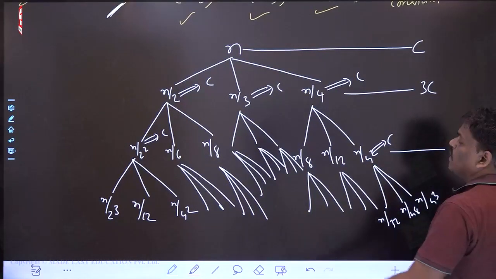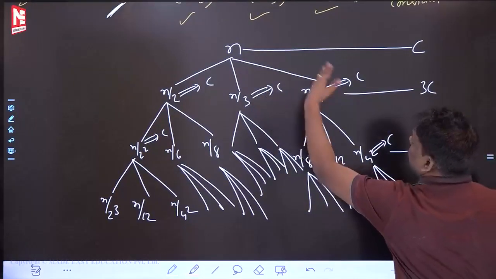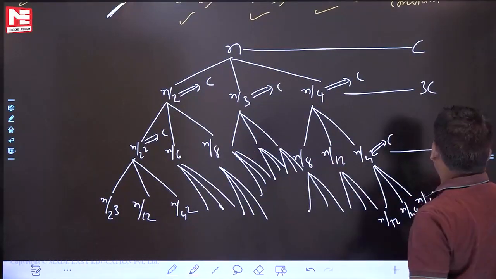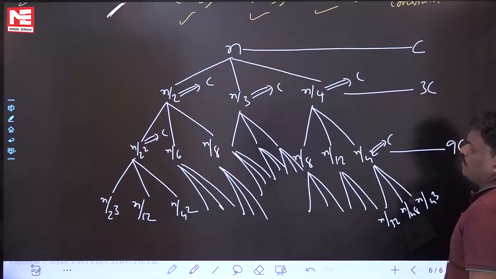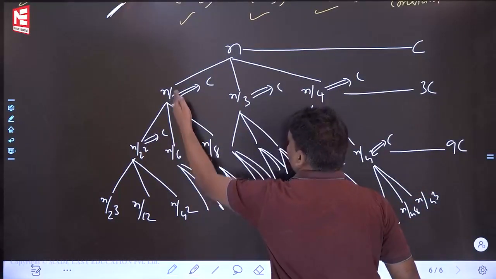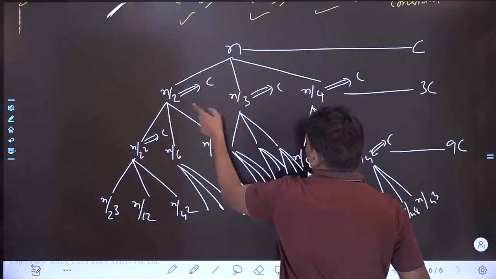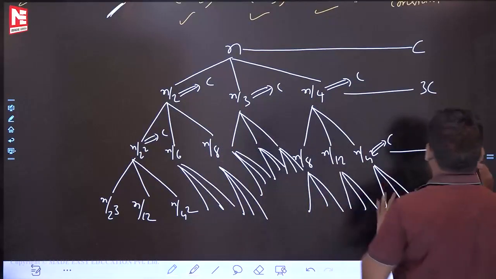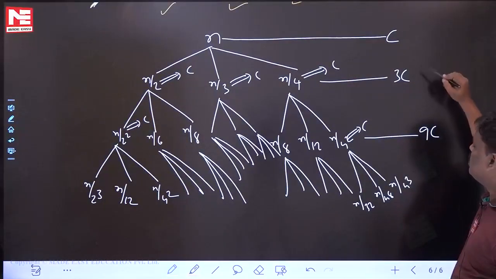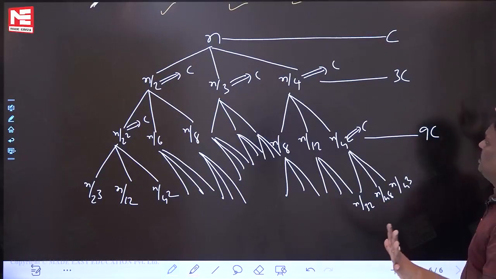Now add all of them. What is the answer? I think 3. Every 3 will give 1 more 3, so 3 times 3 is 9c. If you take 9 nodes, every one will give 3, so 3 threes, 9 will come. It is 9c. First level c, second level 3c, next one 9c. Like that it is going on.